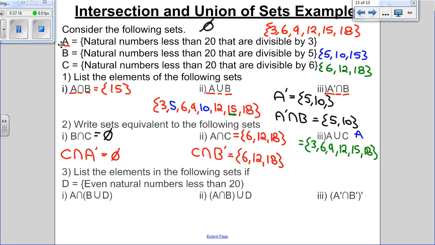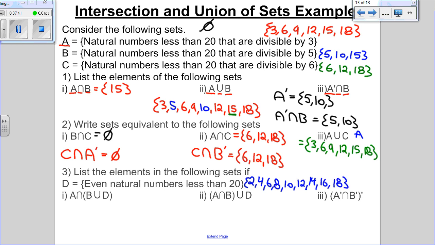So 2, 4, 6, 8, 10, 12, 14, 16, 18. Those are all the things in D. I find it easier when they're listed. You don't have to do that, just advice. The first question says, what are the things that are in A and in B or D?